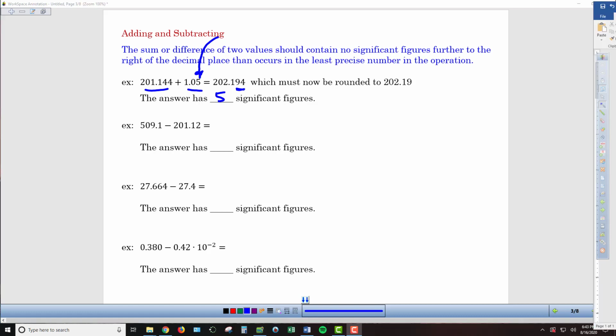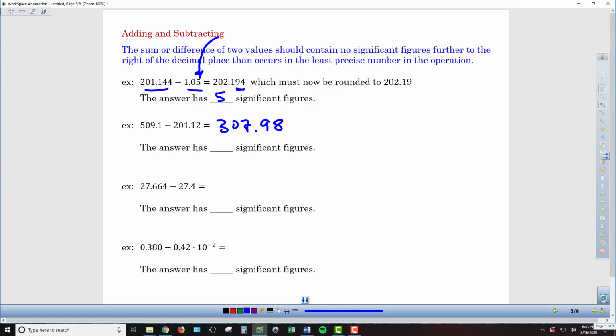So at this point, you may want to pause and try these on your own, and then play the video to see how you did. But like we did on the previous question, we're going to perform the operation with the numbers as they are and get that answer, and then sort out what we need to round to when we're finished. So if we subtract 509.1 minus 201.12, we get 307.98.